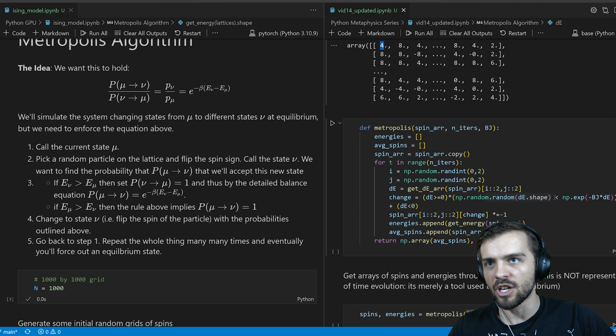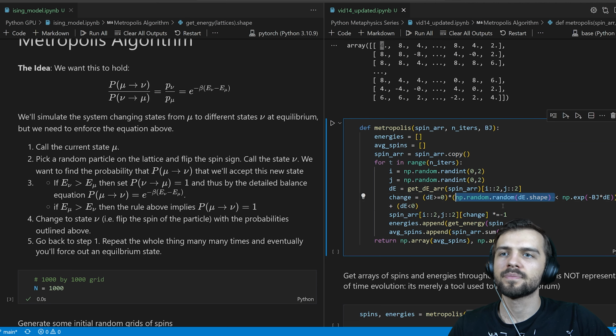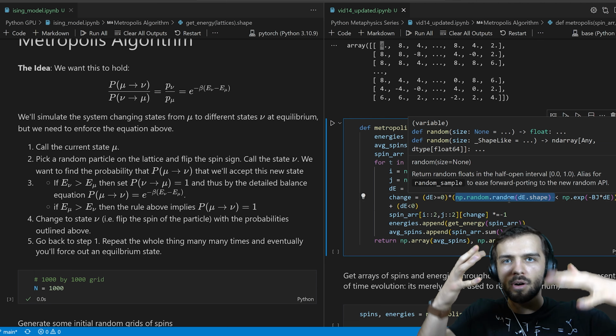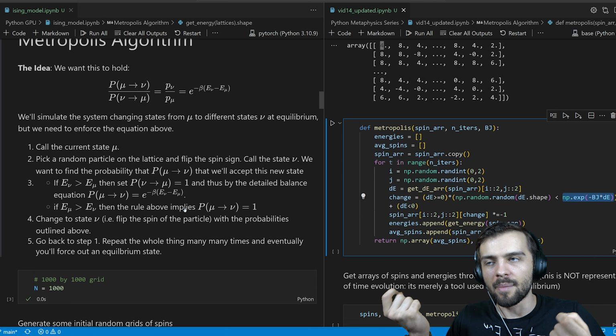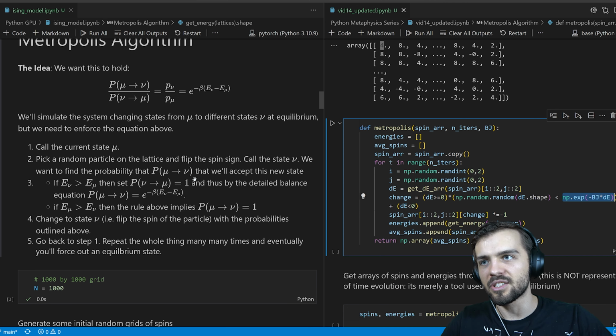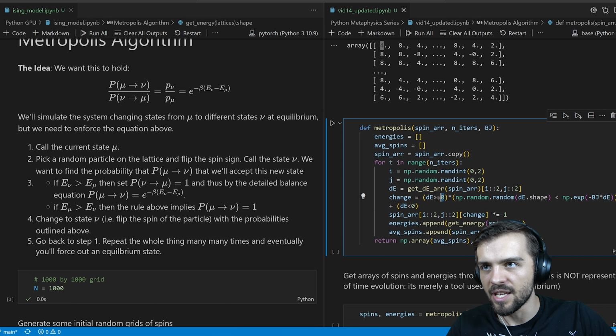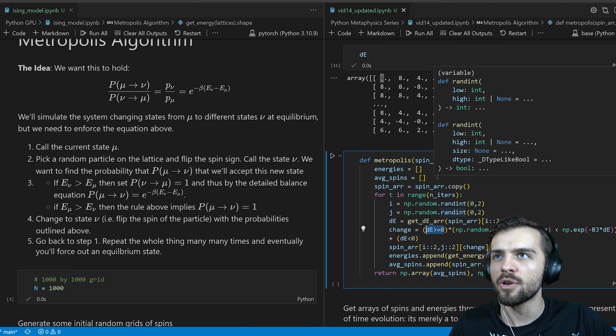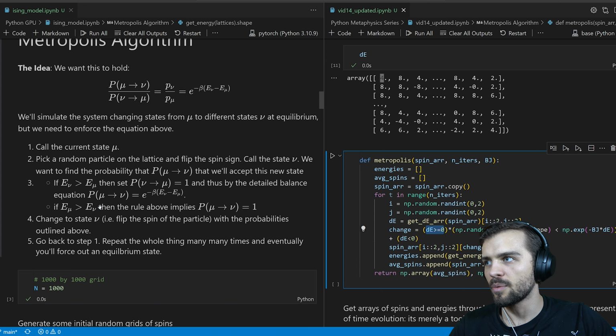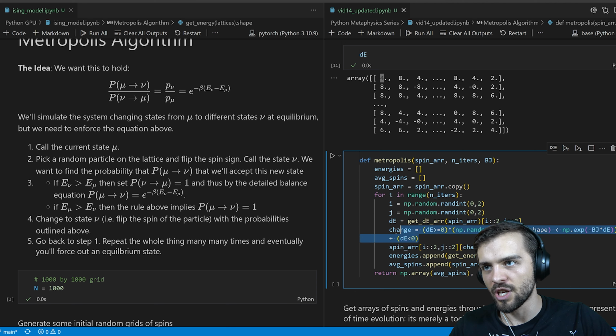The way to do that is I generate a bunch of uniform random numbers, all of them between 0 and 1. And if that value is less than this exponential, which is this value here, then the change is true. That means you keep the spin flip and you stay in that state. This is for the case where DE is greater than or equal to 0. For cases where DE is less than or equal to 0, you necessarily go to that new state, so that's why I add this here. This is all Boolean logic. So change will be an array consisting of either yes, keep the change, or no, don't keep the change.